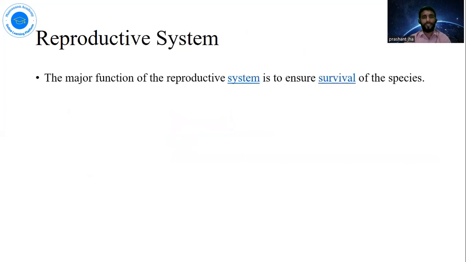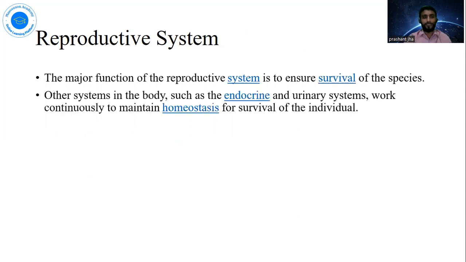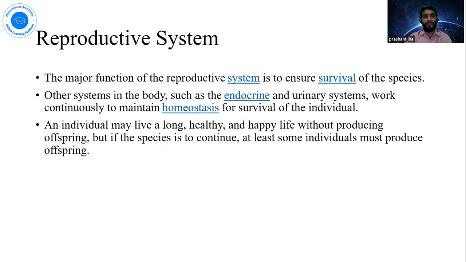The major function of the reproductive system is to ensure the survival of each species. Other systems in the body, such as the endocrine and the urinary system, work continuously to maintain homeostasis for the survival of the individual. An individual may live a long, healthy, and happy life without producing offspring. But if the species is to continue, at least some individuals must reproduce.